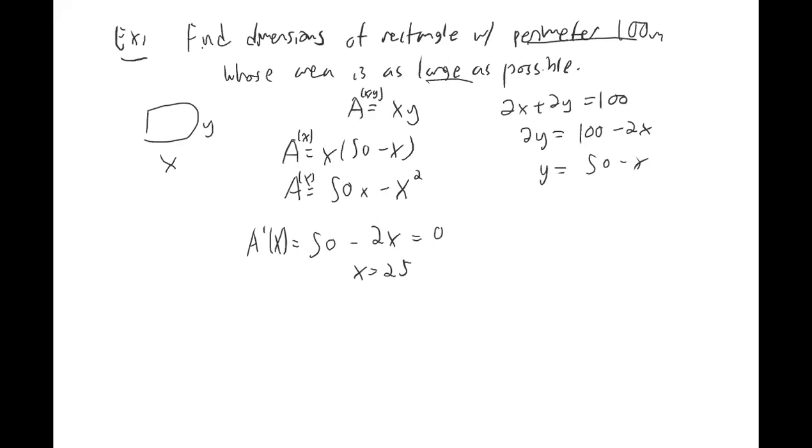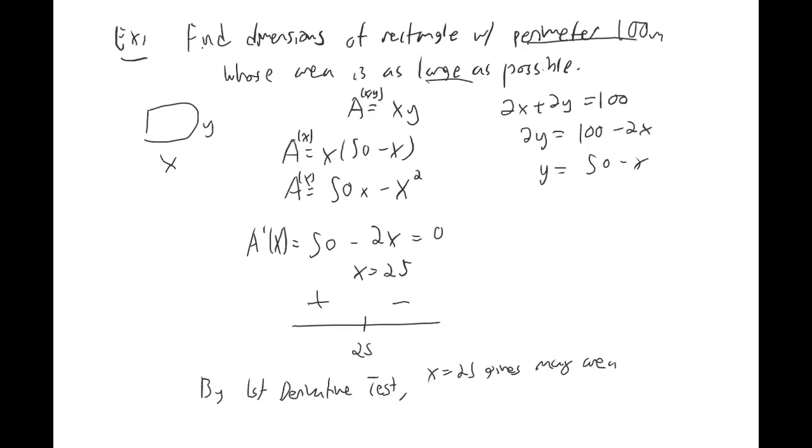In this case, you have two options. You can use the first derivative test that I just showed you 30 seconds ago. Before 25, it's always positive, and after 25, it's always negative. Do you all see that? So by the first derivative test, x equals 25 gives the max area, but they want the max area as your answer. When x is 25, y is 50 minus 25, so it's 25. So the max area is 25 times 25.